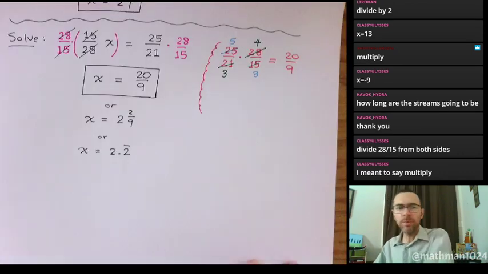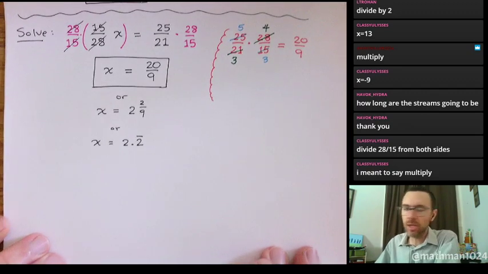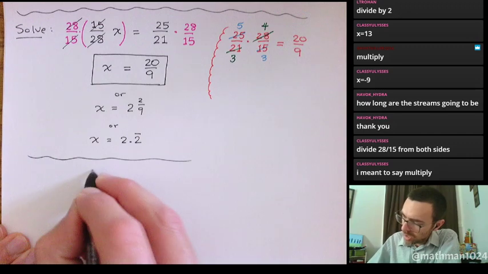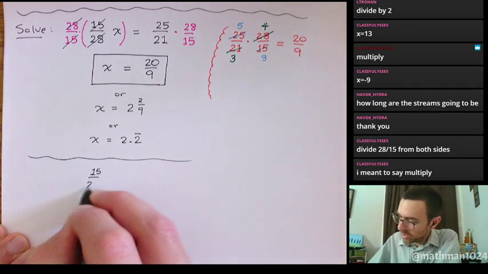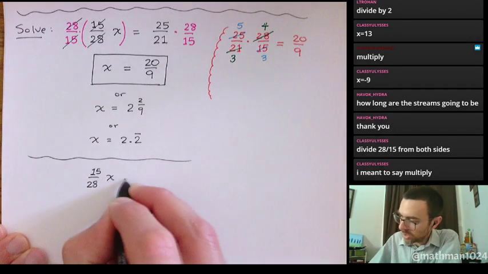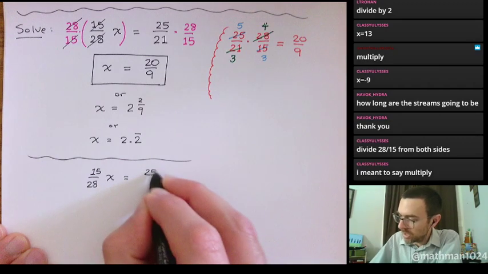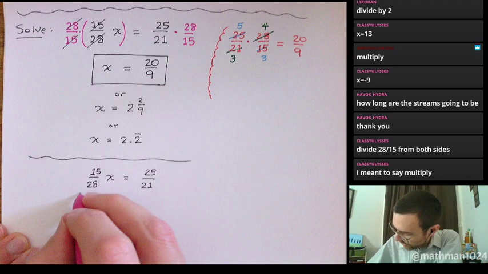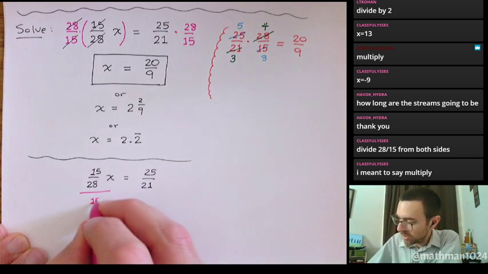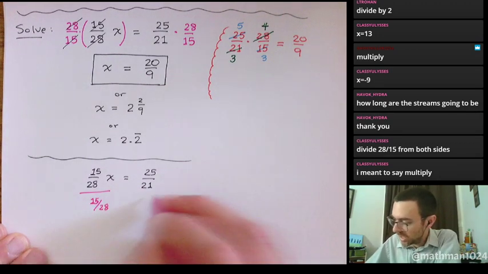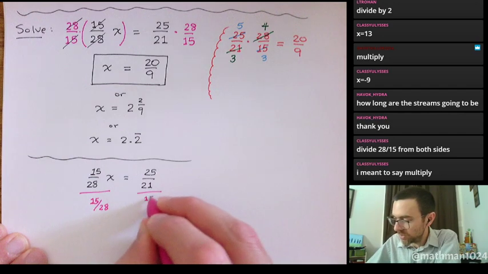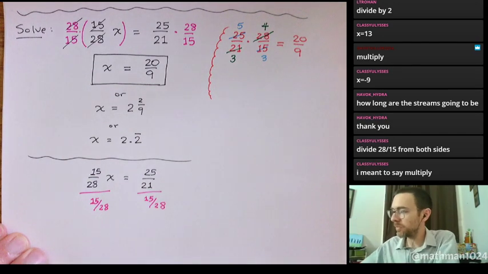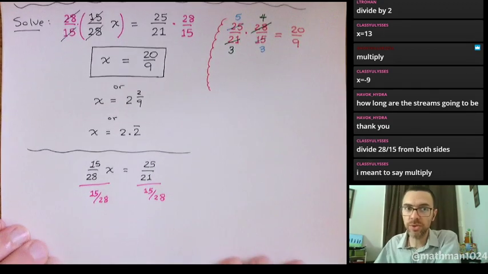Oh, you know what? I want to go back to something that you said earlier, Ulysses, and what I was mentioning. If I take 15 over 28 times x is equal to 25 over 21, and we want to do division, divide both sides by 15 over 28. It's starting to look kind of messy, but it'll work. I want to make sure they understand that it will work.